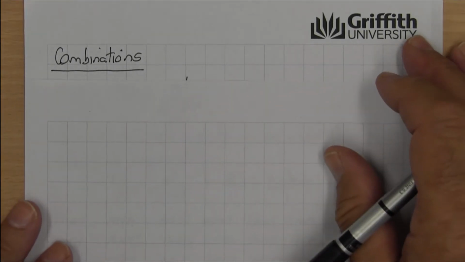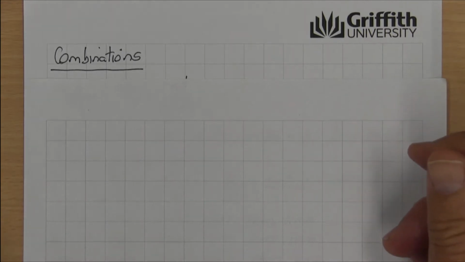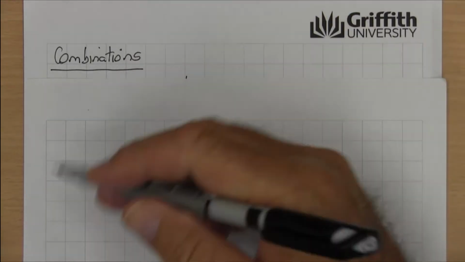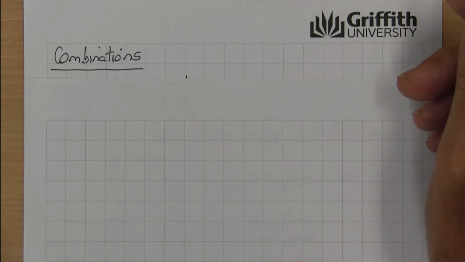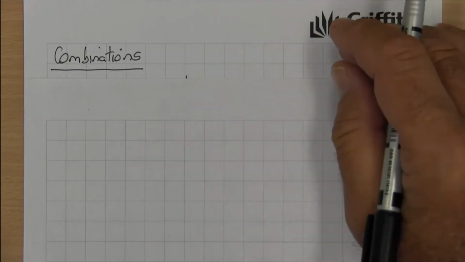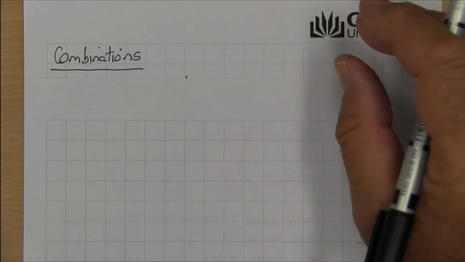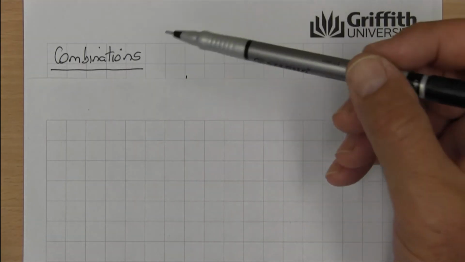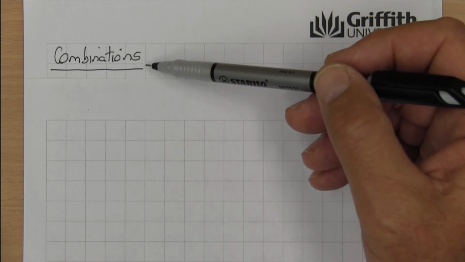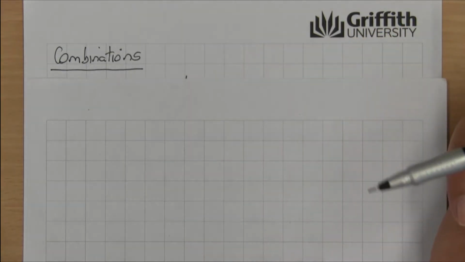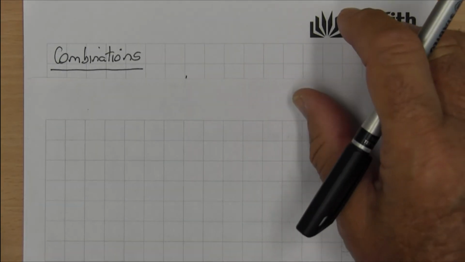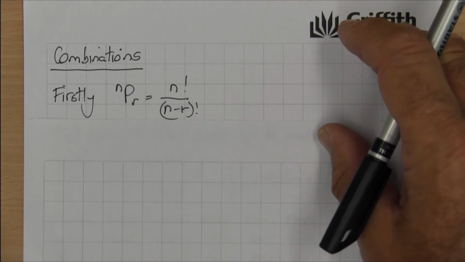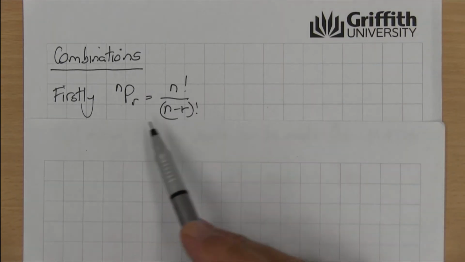Yet another way of counting the way events can occur is called combinations, and it's related very closely to permutations, which we've covered. So permutations and combinations go hand in hand. The big difference between the two is that with combinations, order is not important, but with permutations, order is important. So let's just firstly revise a little bit about permutations.